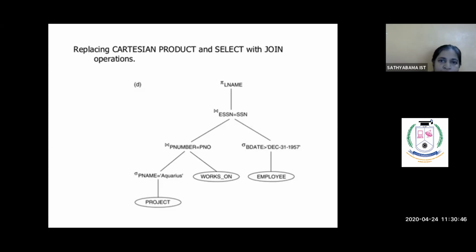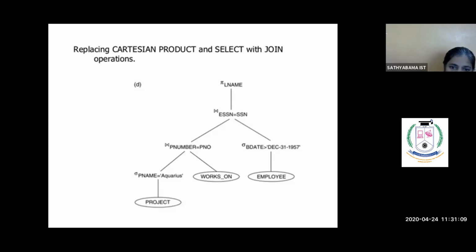I told you already, whenever you use join operation, based on this condition, it will fetch the relevant rows where you don't have any redundant rows. That is the biggest advantage of join operation over Cartesian product. We look at the example.